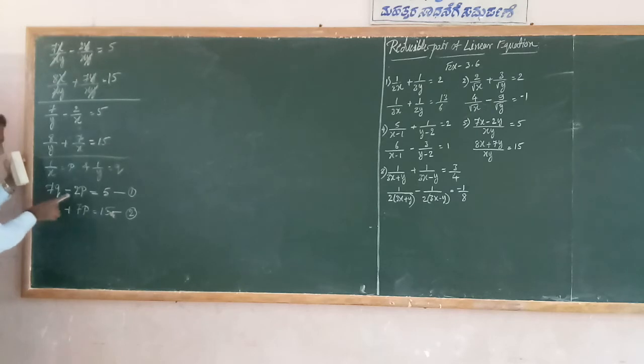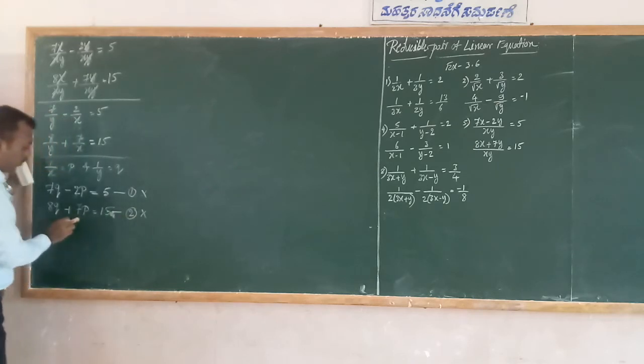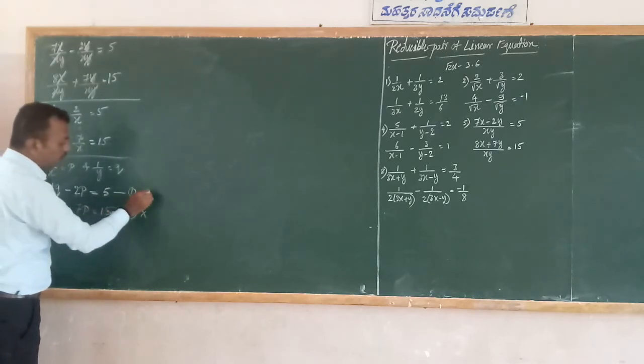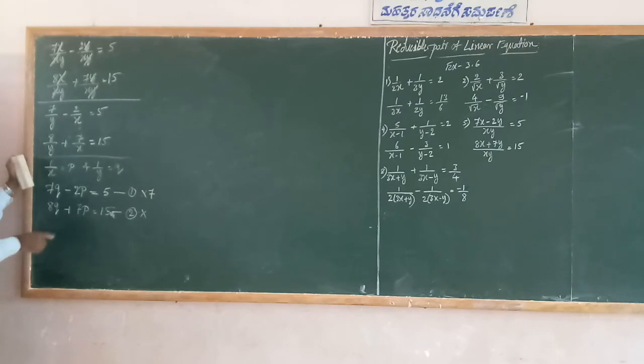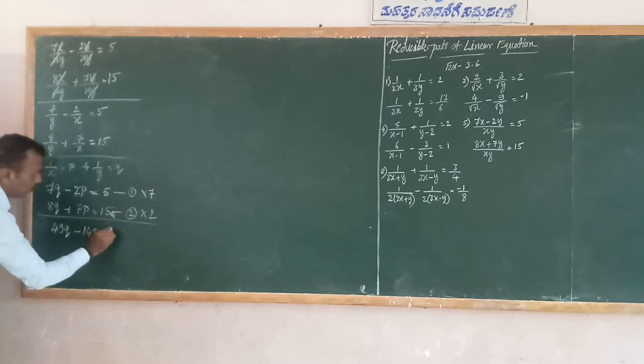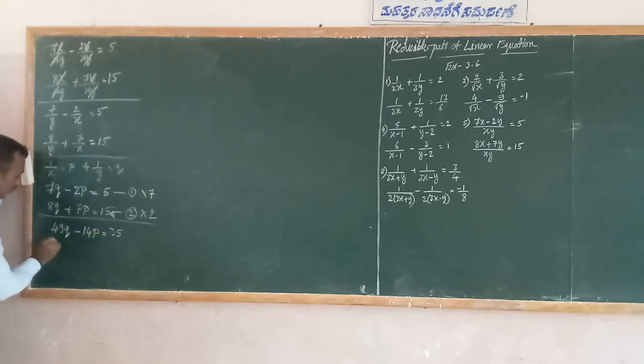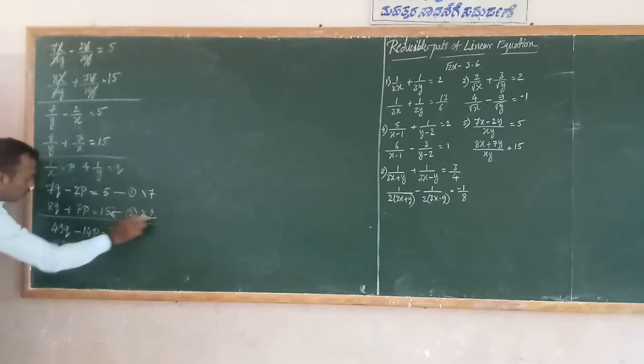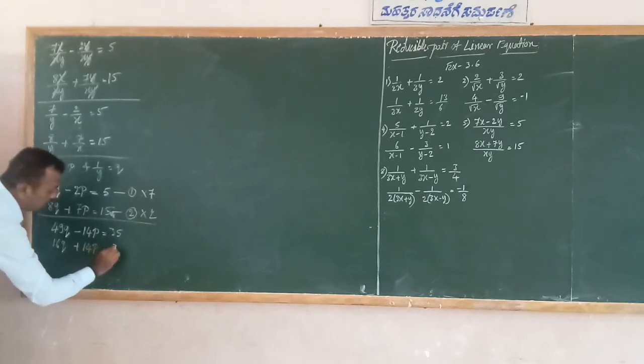Now, see students, here the p and q coefficients are not equal. The coefficient of p in the second equation is 7, therefore you have to multiply the first equation by it, and the coefficient of p in the first equation is 2, therefore you have to multiply the second equation by it. Now 7 sevens are 49q minus 14p, it is equal to 7 fives are 35. Like that, 2 eights are 16q plus 14p, 2 sevens are 14p, it is equal to 15 times 2, 30.